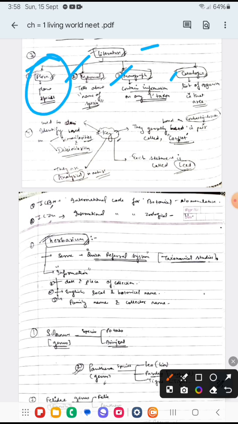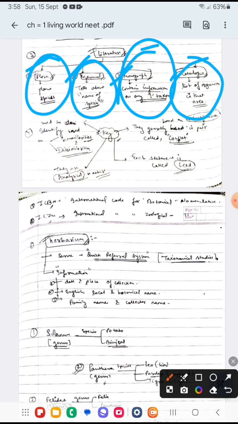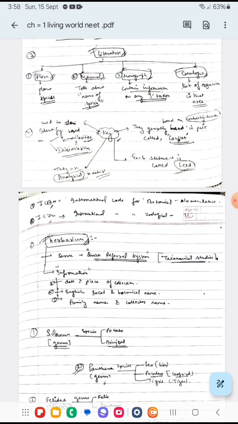So flora is the study of plant species. Manual tells about the name of the species, from where it is coming, and its history. Monograph mainly contains information about one taxon, and the catalog is the list of organisms in that area, meaning in a particular area how many organisms are living, that is your catalog.